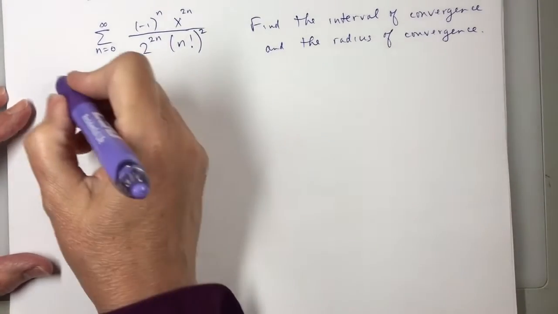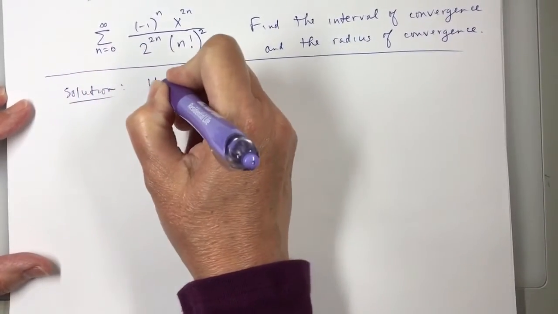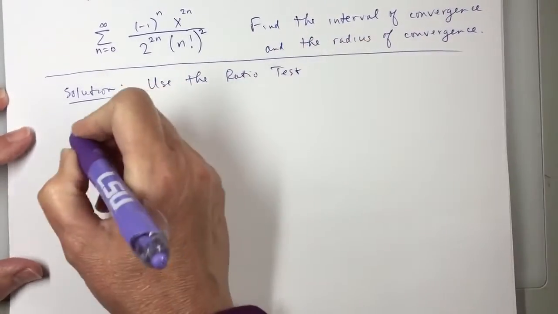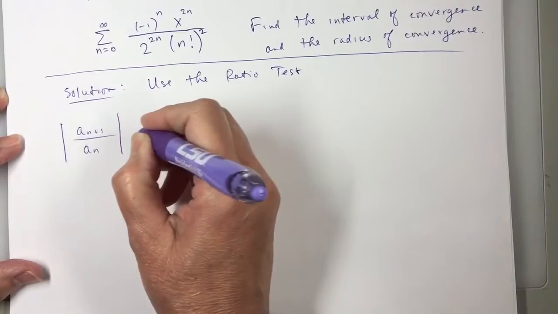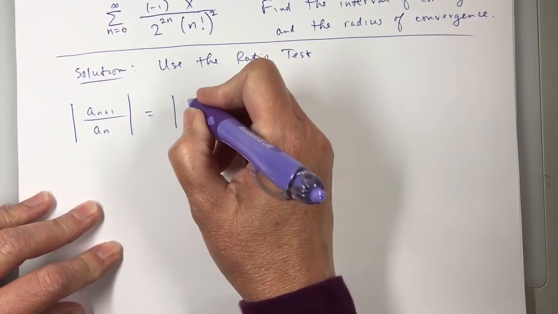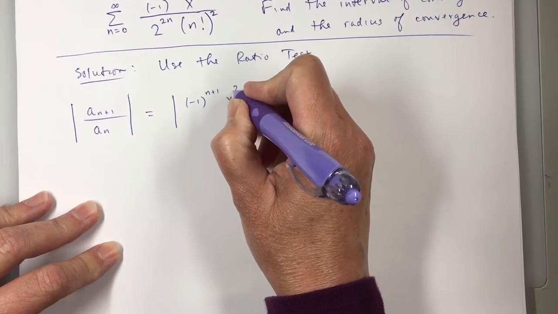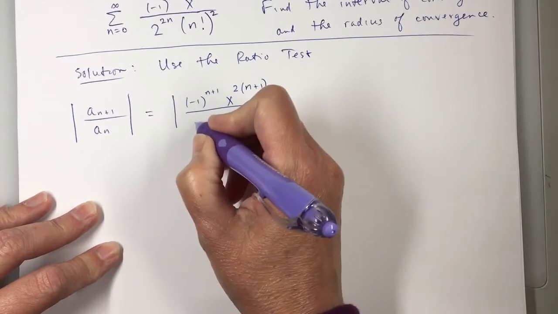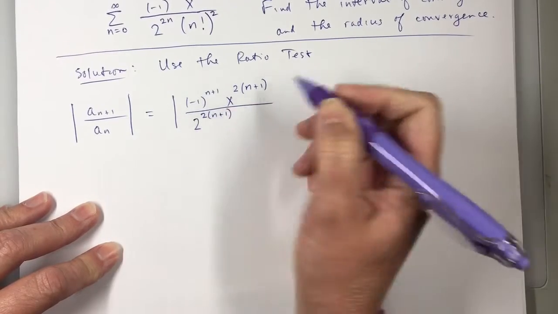I will start with the ratio test. So use the ratio test. And I need to do the ratio of a sub n plus 1 over a sub n. We'll do the absolute value of that ratio. So it's going to be (-1)^(n+1) x, now this would be 2 open parentheses n plus 1 over 2 raised to the second power open parentheses.